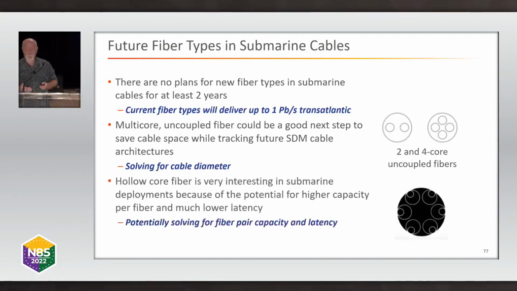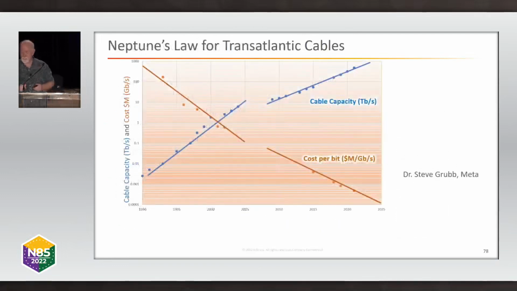Hollow core fiber, it's a very interesting technology in submarine deployments because of the potential for higher capacity and much lower latency. And it potentially solves 2 problems at once. But of course, hollow core fiber at those pressures, and what about if you have a vacuum in that fiber and it breaks, and there's a lot of question marks really to be answered there.